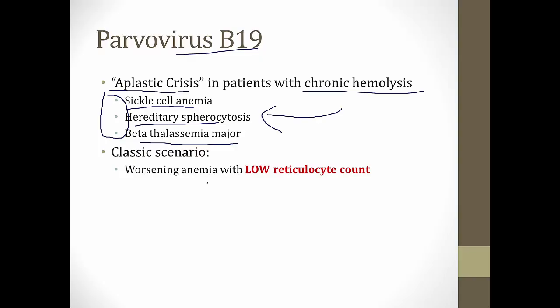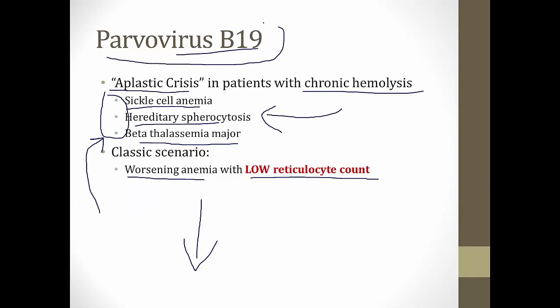And the classic scenario is for a patient with one of these chronic hemolytic conditions to present with a worsening anemia and a low corrected reticulocyte count. This is one of those circumstances where correcting the reticulocyte count is very important because the anemia can appear to just be a worsening of the hemolysis from one of these conditions. However, when you correct the reticulocyte count, you will find that it is inappropriately low. That indicates that the bone marrow is the source of the problem. The patient is underproducing red cells, and one of the reasons that can happen is because of infection with parvovirus B19.